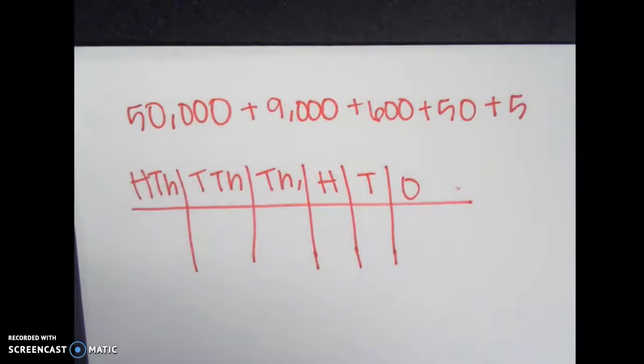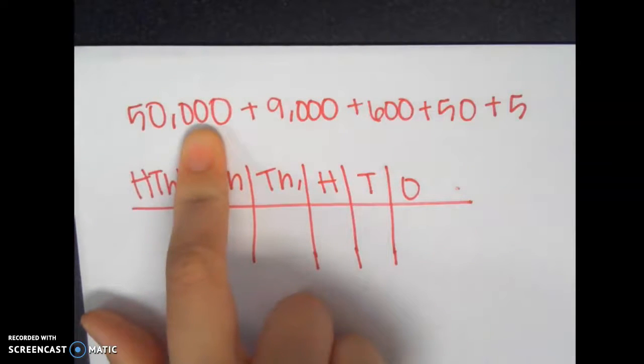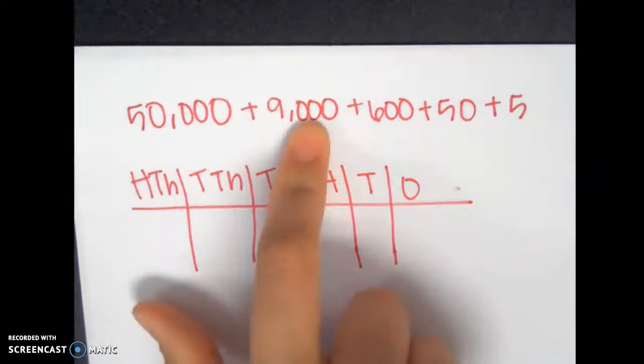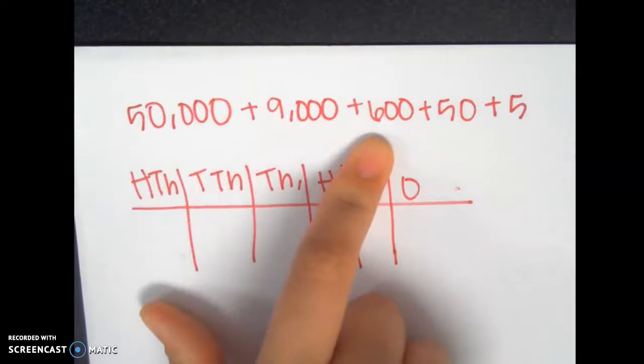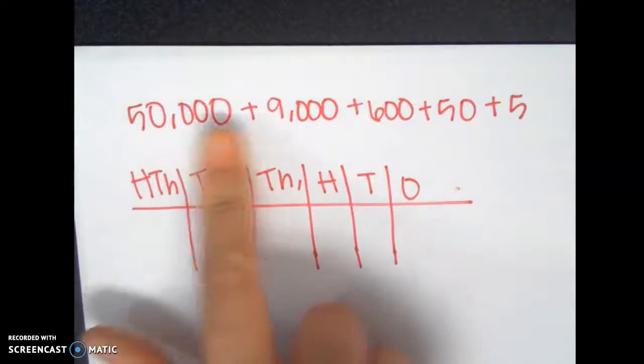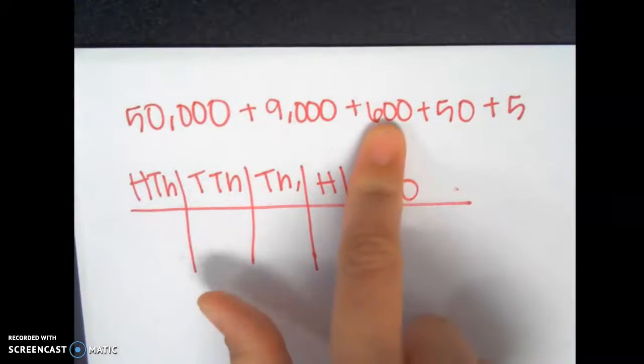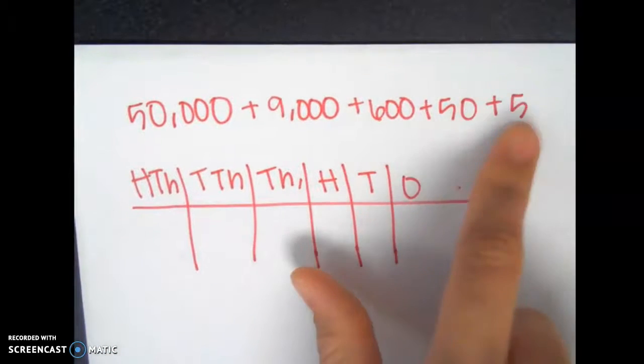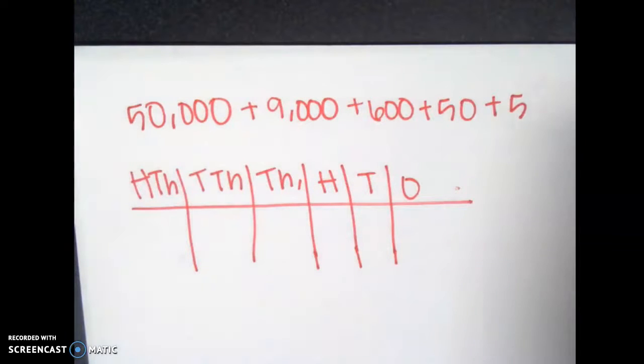For this video, we are going to practice going from expanded form to standard form. So here I have the number 50,000 plus 9,000 plus 600 plus 50 plus 5. I have some place value discs over here on the side that I can use.